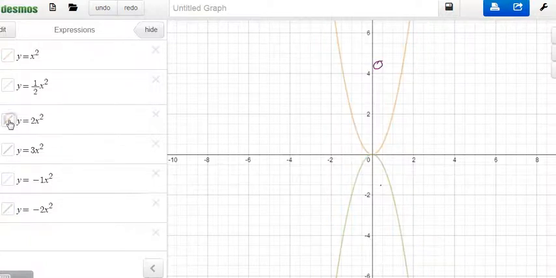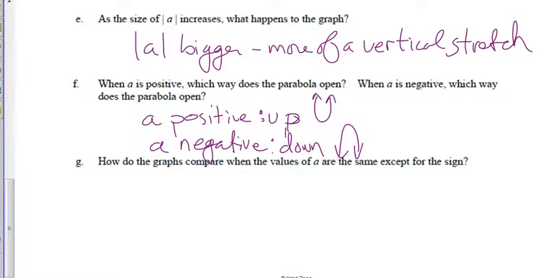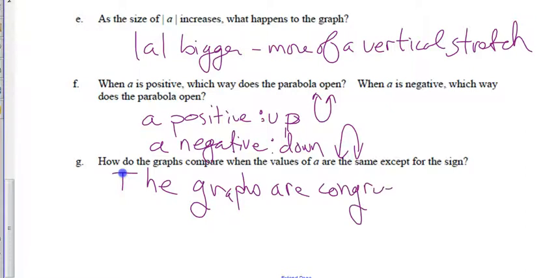And how do these two compare? The parabola has the same stretch but opens a different way. So we will say they are congruent. Exactly. They are congruent. What does congruent mean? They're the same. The graphs are congruent: same shape, different direction of opening.